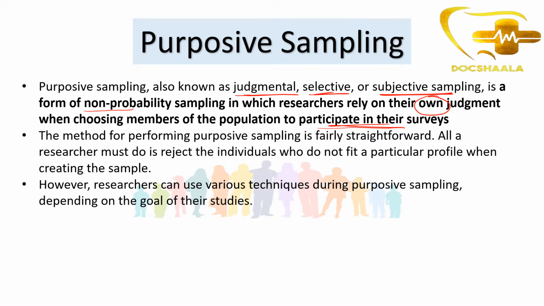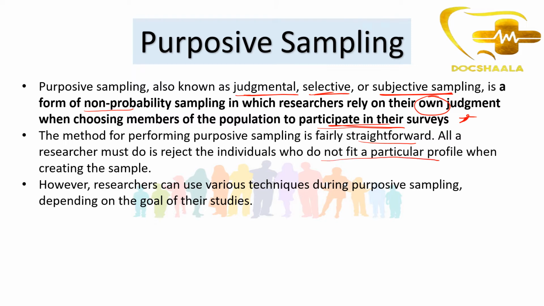But here, the person who is studying, the researcher, makes the sample on his own judgment. So there is no other method. The method for performing purposive sampling is fairly straightforward. All the researcher must do is reject the individuals who do not fit a particular profile.